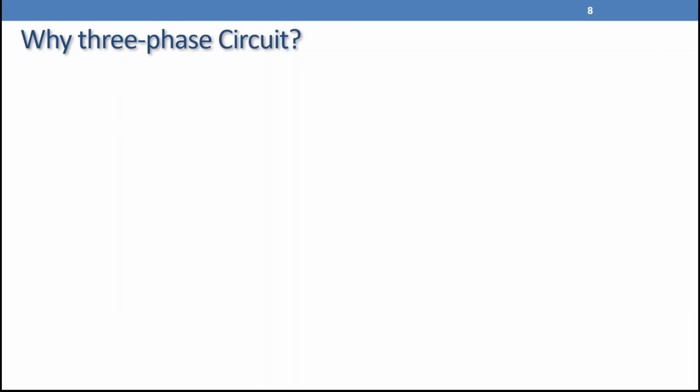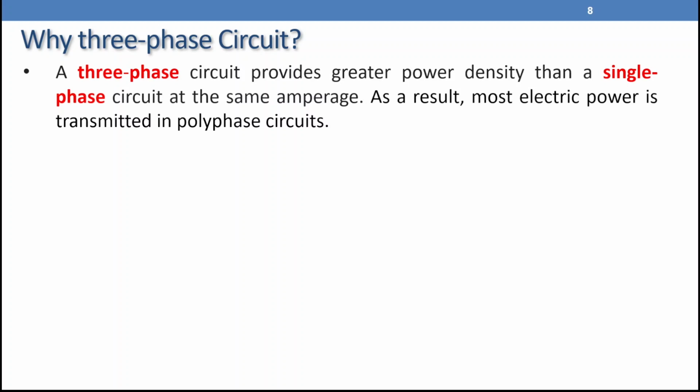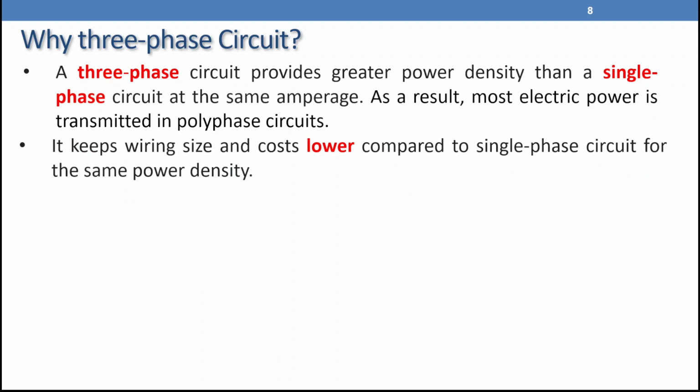Why three-phase circuit? For the same ampere, a three-phase circuit provides greater power density than a single-phase one. So the power is multiplied by 3. As a result, most electric power is transmitted using polyphase circuits, three-phase circuits to be specific. Second point, it keeps wiring size and costs lower compared to a single-phase circuit for the same power density.